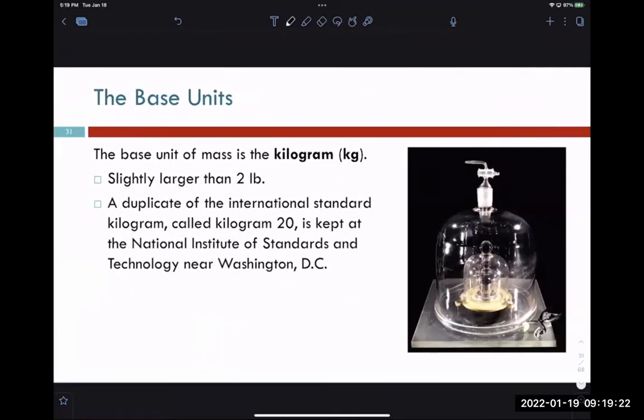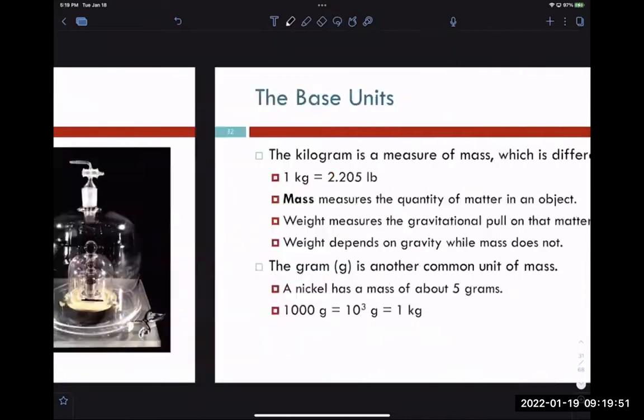The base unit of mass, which is different than weight, is the kilogram. It's about 2.2 pounds on Earth. And this actually isn't accurate anymore. The kilogram used to be based on this very special hunk of metal in vacuum sealed containers kept under lock and key. But it's now based on some physical constant of the universe. Although it would still be cool to see the kilogram.